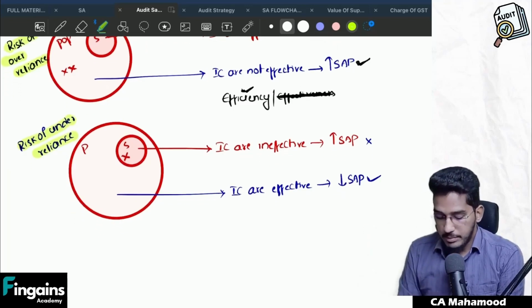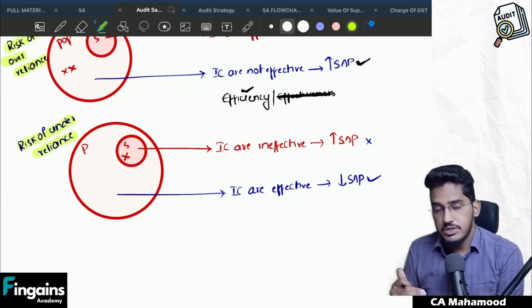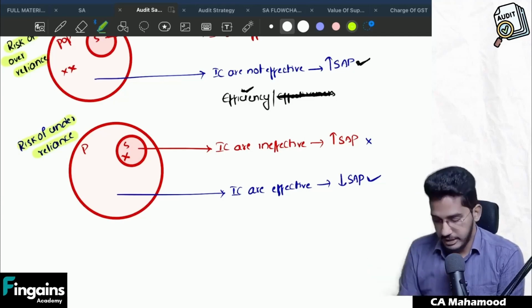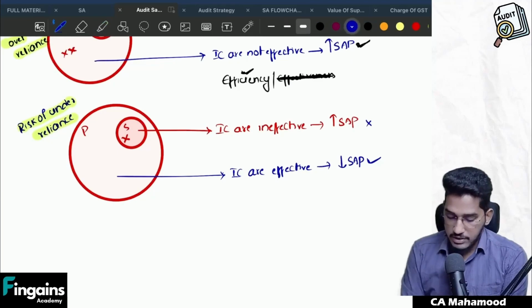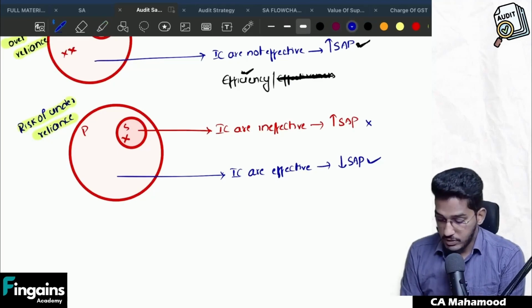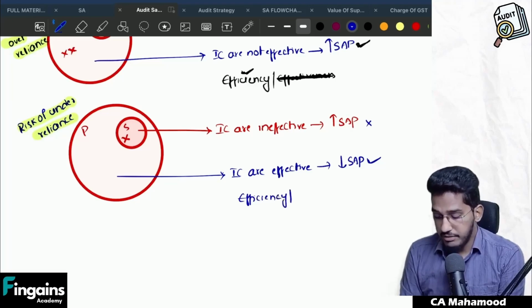So this is what will happen. Because of risk of under reliance, when less substantive procedures are appropriate, we will perform more substantive audit procedures. Now I will ask you once again the same question. Because of risk of under reliance, what will be impacted? Will efficiency be impacted or will effectiveness be impacted?